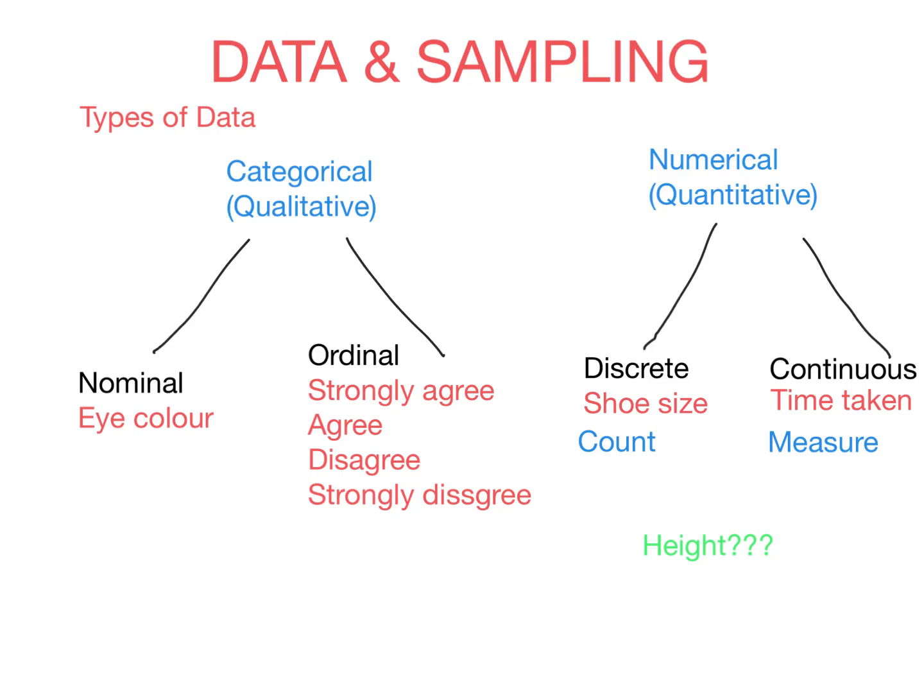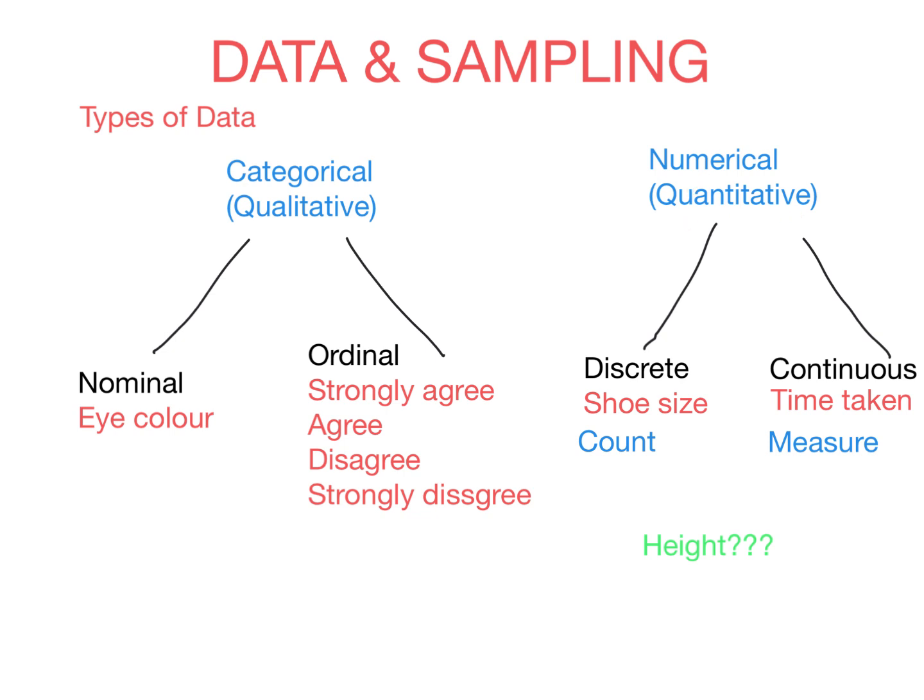Thank you so much for tuning into this video in which we will look at data and sampling. So we'll start by looking at types of data. There are two main types, categorical and numerical. Just note in science, you might call this qualitative data and you might call numerical data quantitative.